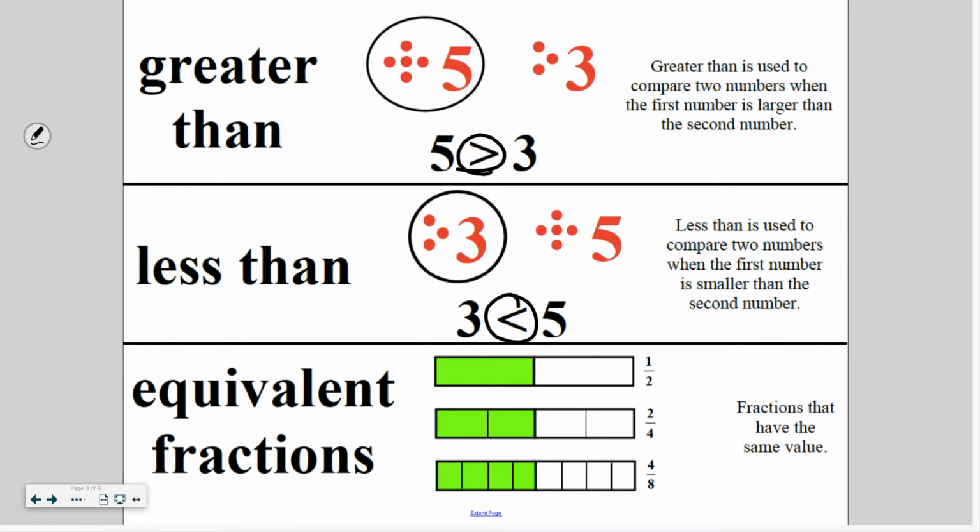And equivalent fractions, equivalent just means equal. That's the math term for equal. Equivalent fractions are fractions that have the same value, that are equal to each other. 1/2, 2/4, 4/8, they're all equal. They take up the same amount of space in their fraction bars.